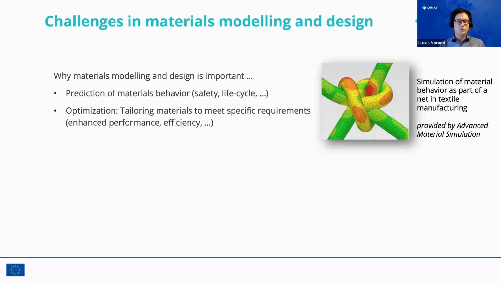And why you do that is typically you want to predict the behavior of materials of your product, in terms of, for example, safety and life cycle, so you don't need to do experiments, or you can do this before experiments, and you can optimize your materials and products before you produce them. And optimization, here we are in the design of materials. Optimizing or designing materials means that you tailor your materials to specific requirements, which are typically you want to enhance the performance of your materials and products, some efficiency requirements or sustainability.